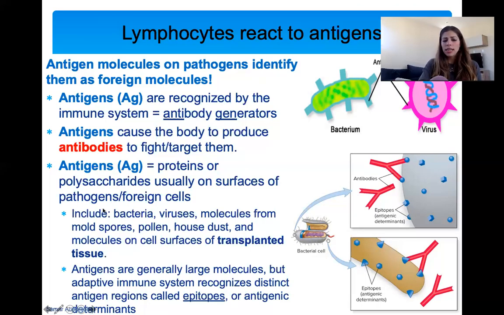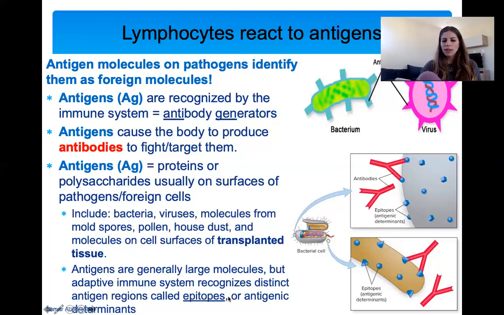And antigens can be components on bacteria, viruses, molecules from mold spores, pollen, house dust, different things that people are allergic to. So if someone is allergic to peanuts, peanuts have different parts that their body is seeing as an antigen, and their body is creating antibodies to fight that off. And antigens are generally very large molecules.